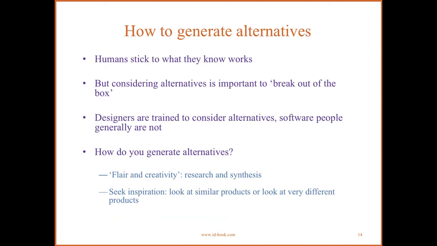In terms of generating alternatives, you have to stick with what humans already know and what they know works, but considering alternatives is important to break out of the box. Let's say normally handling a task might involve 10 minutes, but with an alternative design, you can make it less than 10 minutes, let's say 7 minutes, for example. This gives a better alternative, or a good way of producing your proposal.